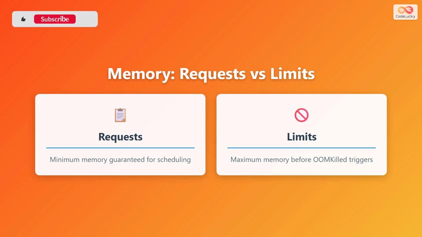Kubernetes uses 2 different settings to manage container memory: requests and limits. Memory requests specify the minimum amount of memory guaranteed to your container for scheduling purposes. The Kubernetes scheduler uses this value to decide which node has enough resources to run your pod. Memory limits, on the other hand, set the maximum amount of memory your container is allowed to use. If your container tries to exceed this limit, it will be terminated with an OOMKilled error. Understanding the difference between these 2 settings is fundamental to proper resource management.